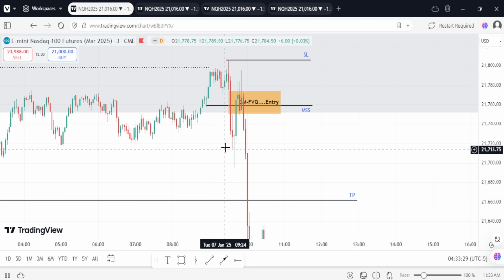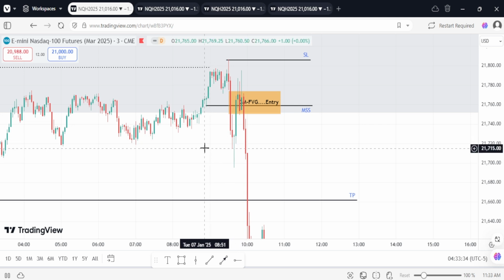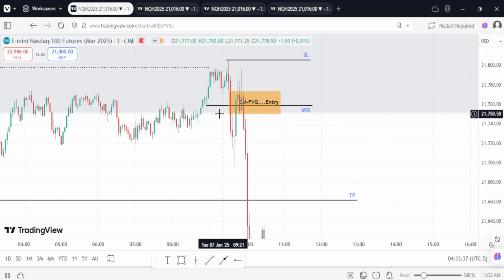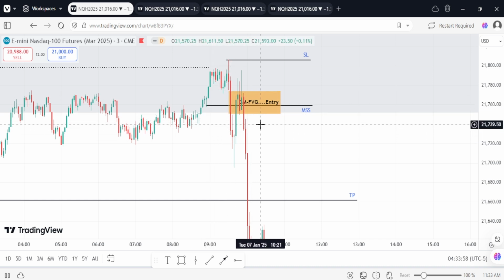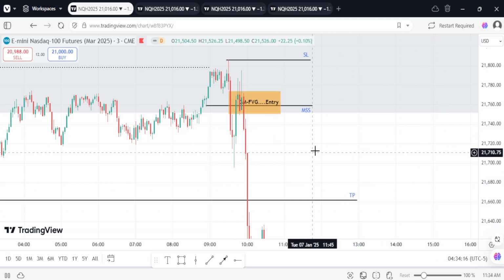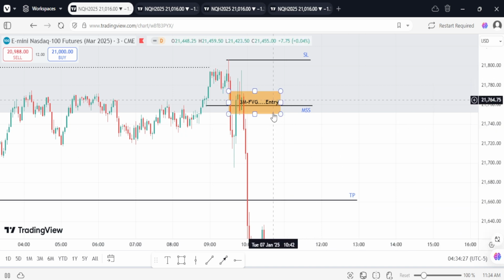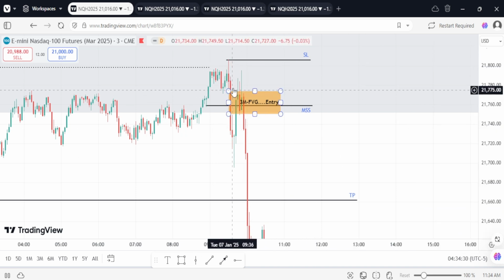Before I forget, one thing that ICT also mentioned was about time. The time that we are going to expect the trade setups, the time that we are going to execute our trade setups. He said that we should hunt for this setup between 8:30 to 11 a.m. New York time. So in order to be in line with what ICT said, we had to set our time here to New York local time. So we can see that the setup was also formed between that time.